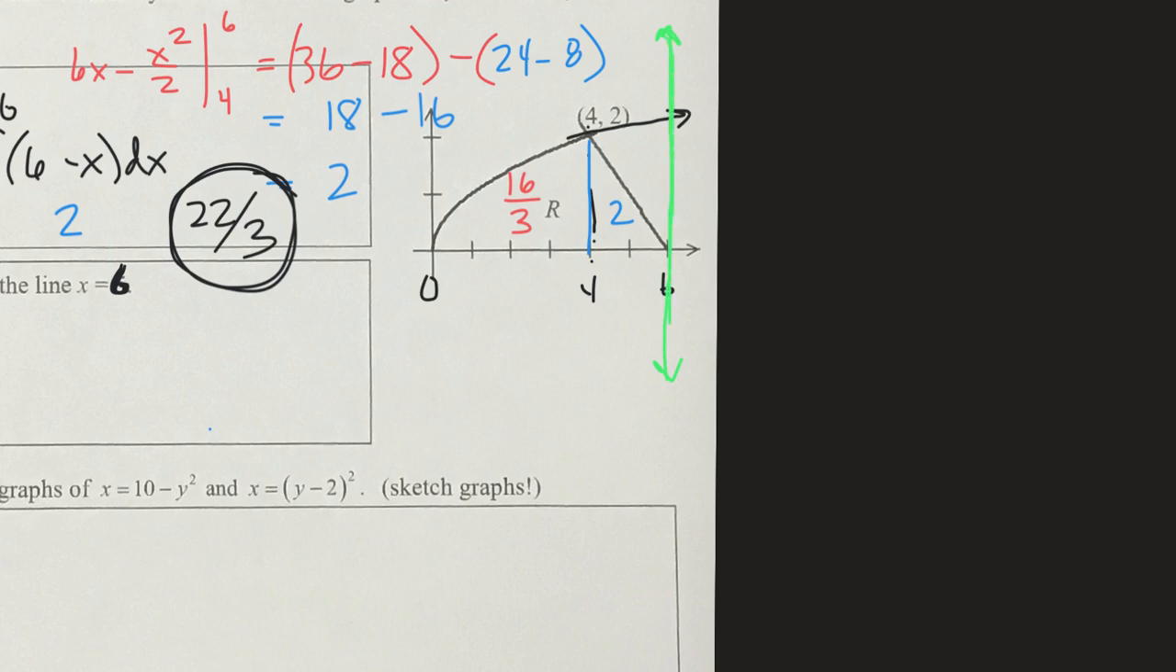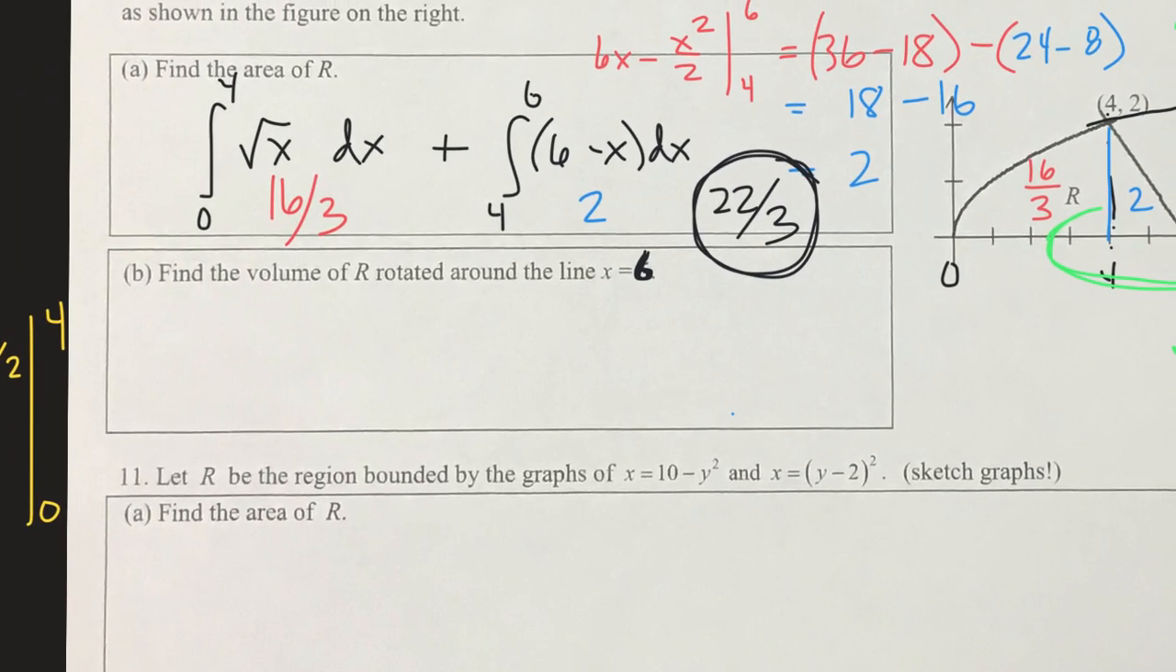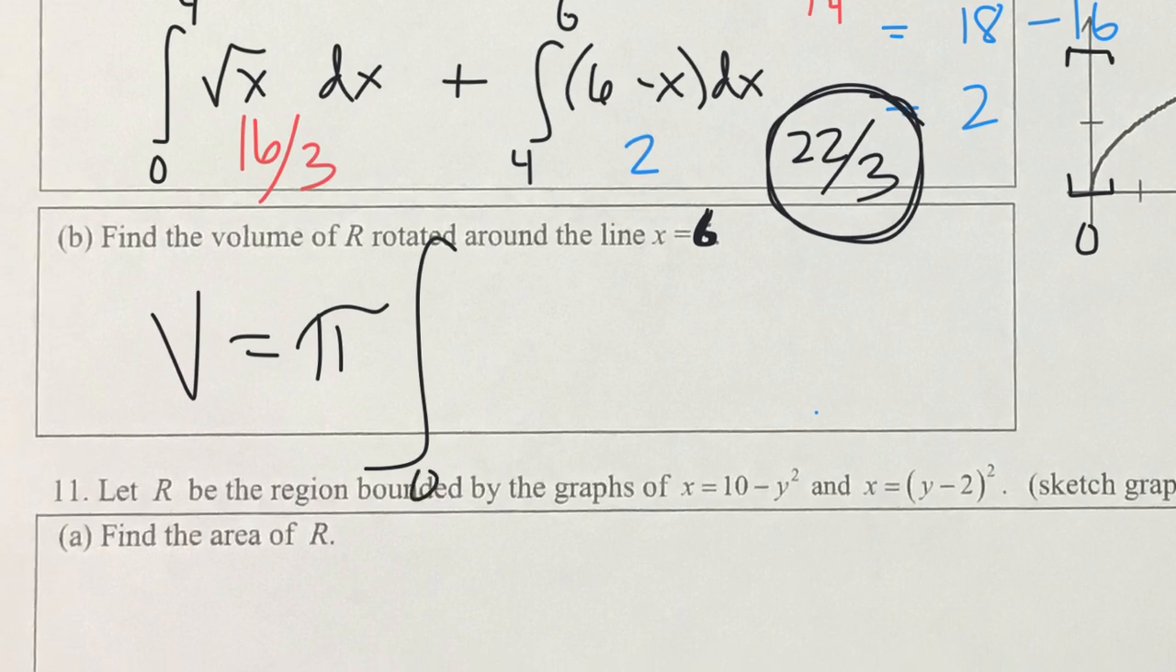So what we're doing is a horizontal rotation, right? We are rotating it this way around your circle. This is becoming your circle. So a horizontal rotation needs y values for everything. So volume equals pi times the integral from your y values. Looks like we have an integral from 0 to 2, right? This is the y value. So from 0 to 2, that's your integral.